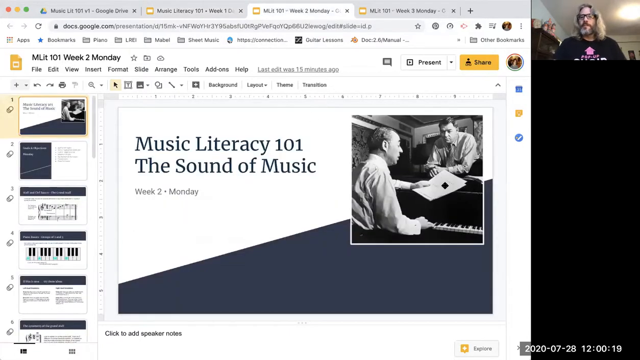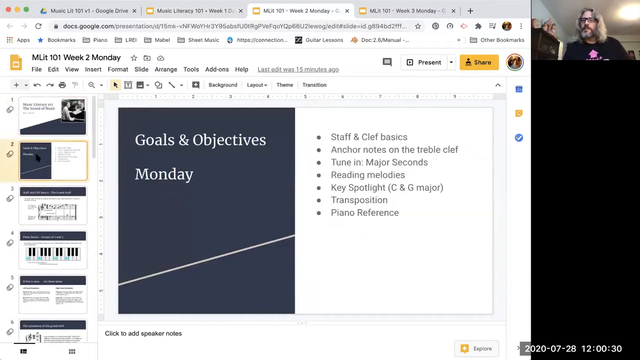And this is all going to be Rodgers and, well, anybody, but mostly Lawrence Hart and Oscar Hammerstein. So same kind of format. There's a slideshow for each day of the week. Each day we have a different set of goals and objectives. Here we start going through the key signatures.